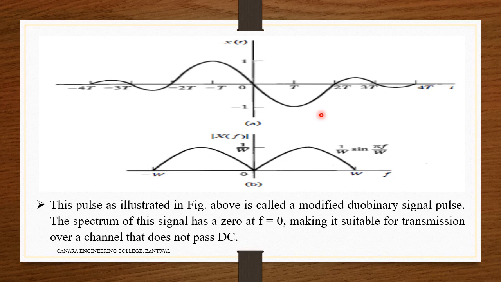Sometimes we use the term precoder. Sometimes we use the term binary signal pulse. Sometimes we also consider the modified binary signal pulse. So we make f equal to 0 such that it is suitable for a channel that does not pass DC.